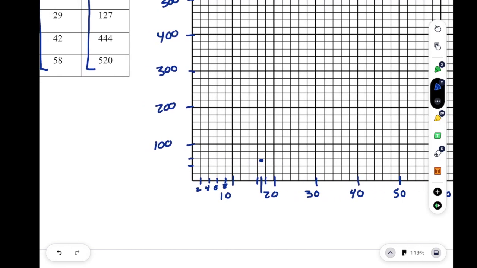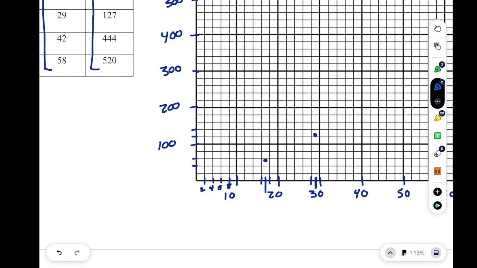Okay, next one, 29 and 127. 29, well this is 28, so about halfway will be 29. 127, this is 120, this is 140, so closer to that 120 line. Looking to me like it'll be about there. Okay, well, just about halfway, which would have been 130. Next one, 42, that one hits right at this line pretty well, and 444, this is 420, that's 440, so just a bit above that, as the next one's 460.